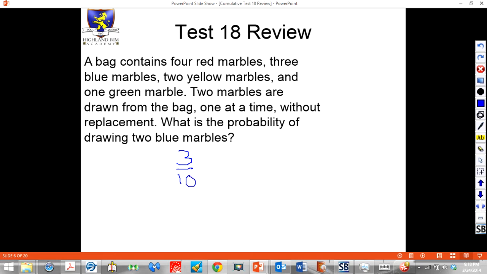But now we're doing a second time. Now the second time, how many marbles are in the bag? There's only 9 marbles in the bag. And how many of them are blue? There's only 2 blue left. So the way you do this is you multiply the probability of the first draw times the probability of the second draw, and this should be your answer, which will give you 6 out of 90, or we reduce that to 1 out of 15.